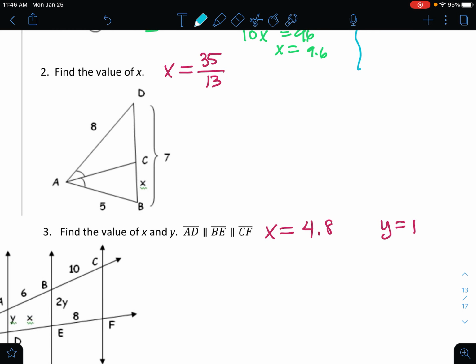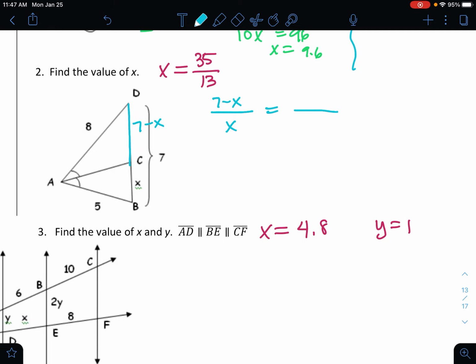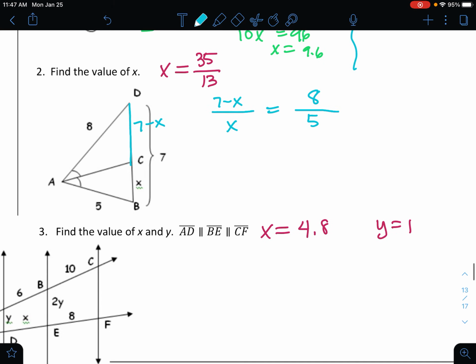Okay, number 2. This is that last theorem, the setup. First of all, I need to know how long DC is, so I'm going to label it as 7 minus x. My ray is breaking A in half. So I'm going to start with 7 minus x over x, so piece over the other piece. And then now I need full sides. Since I started with 7 minus x, I should start with 8, and then over 5.